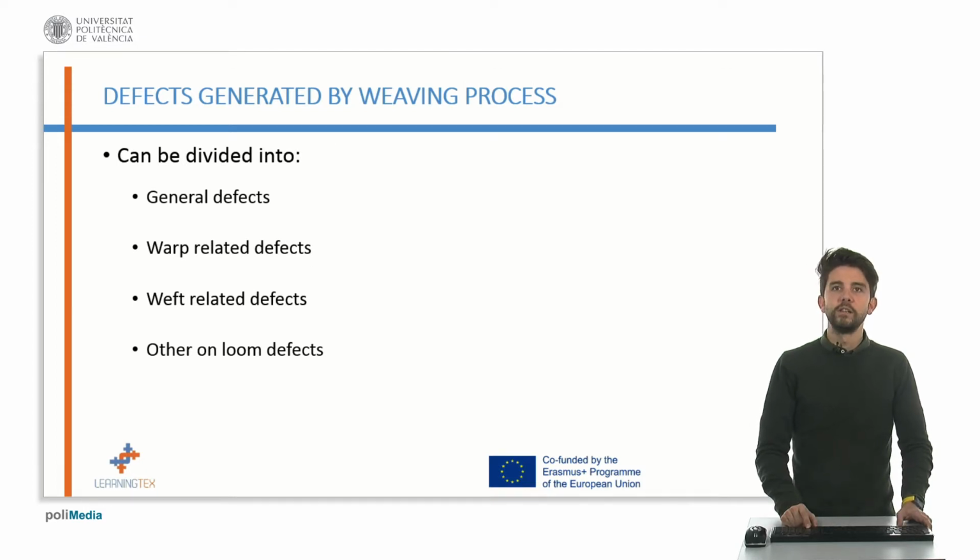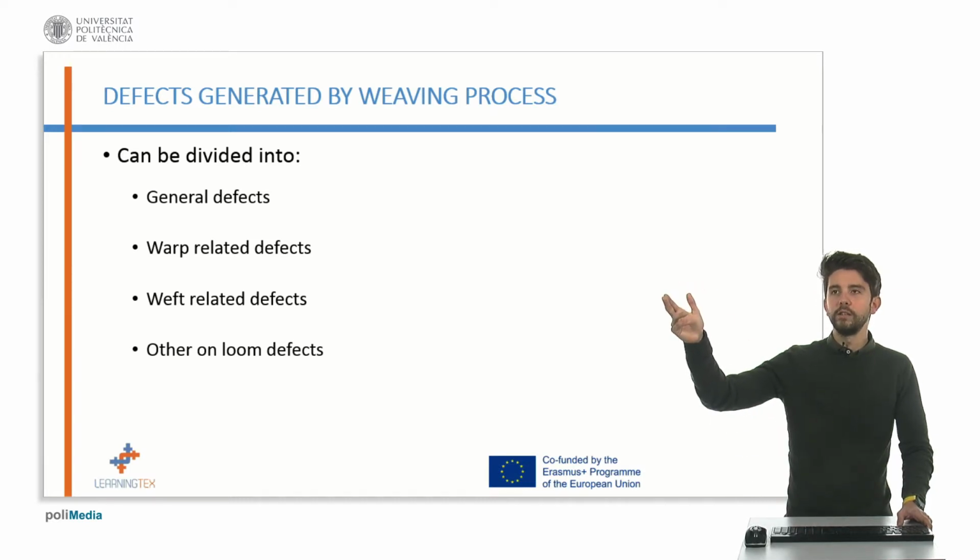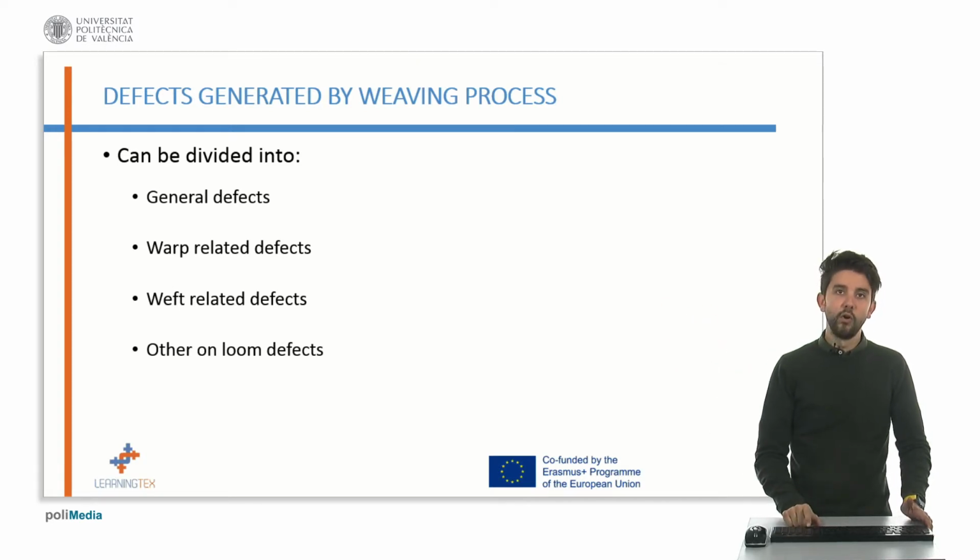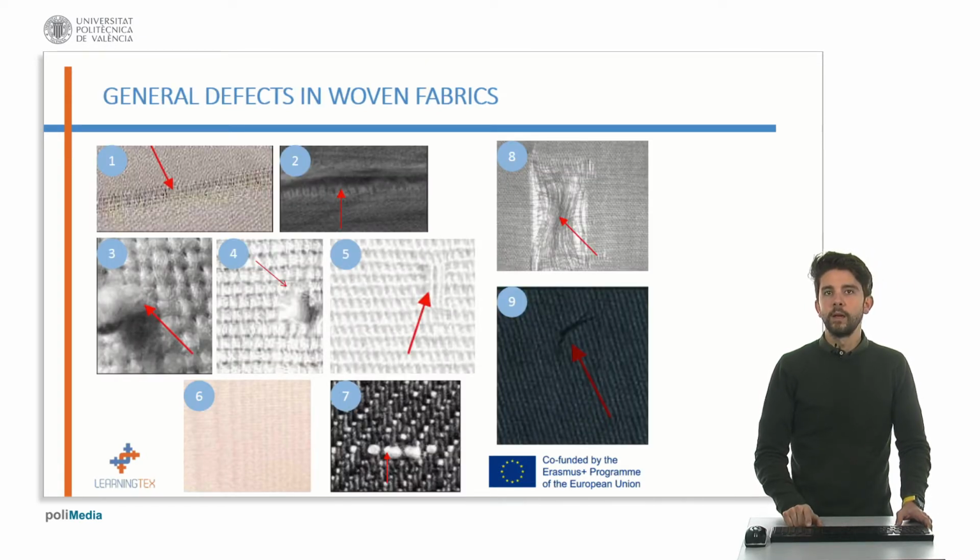The defects generated in the weaving process can be divided into general defects, warp-related defects, weft-related defects, and other on-loom defects. All of those defects affect the fabric in a different manner. On the slide can be seen some of the general defects in woven fabrics. On image 1 can be seen fastener marks or holes, a rip on the fabric on image 2, a hook and a hole on images 3 and 4, and a floating thread on image 5.